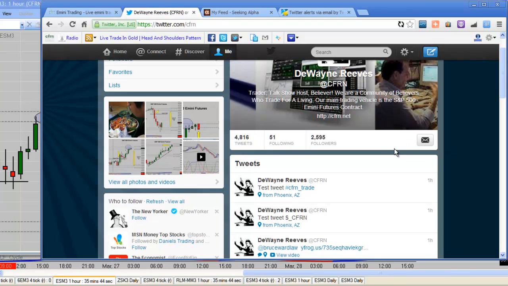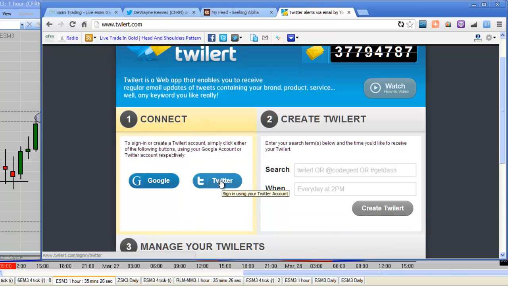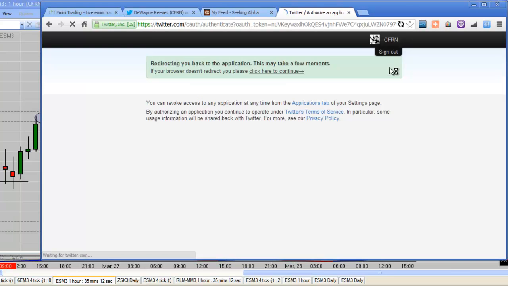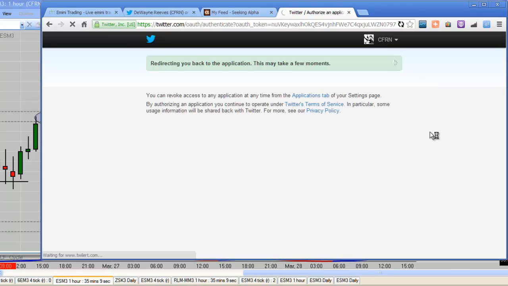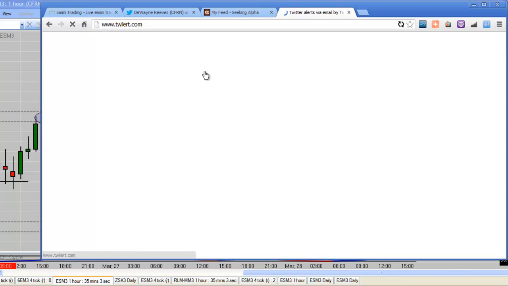If you want it sent to your email, I found this third-party app called Twilert, twilert.com. All right? Go there, sign in with your Twitter account or your Google account if you want. I felt more comfortable signing in with my Twitter account. There's a watch how-to video, and I bet they do a lot better job of telling you how to do this than I do, so you should probably watch that video. And it's redirecting me. Okay.